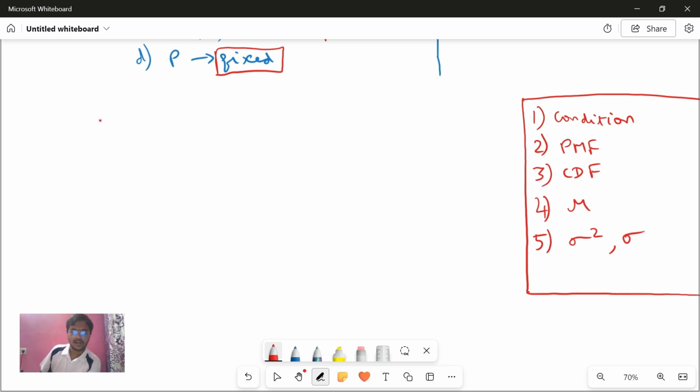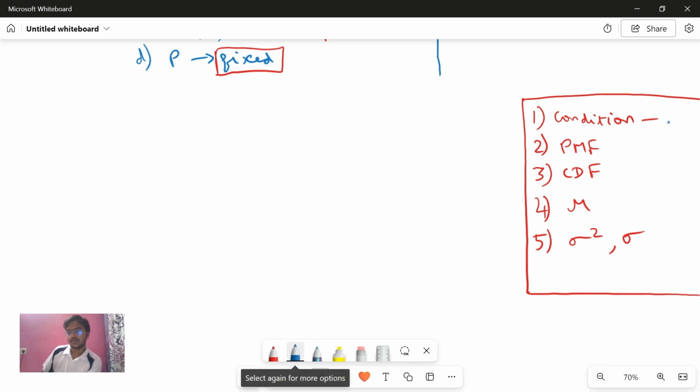So in our case, the condition part is over. Now we'll see the PMF. I already told you the binomial theorem. It is similar to that only.